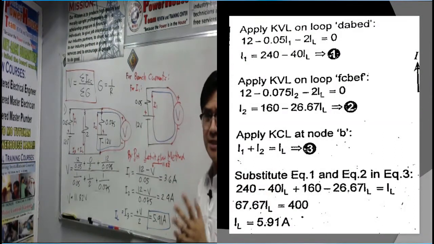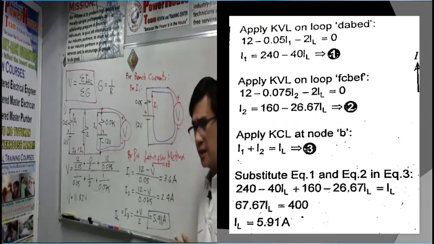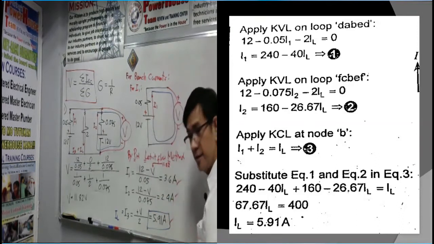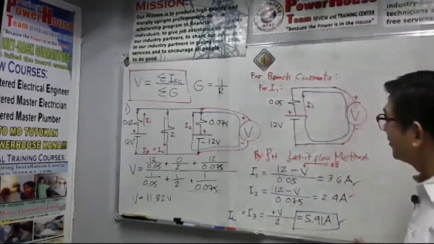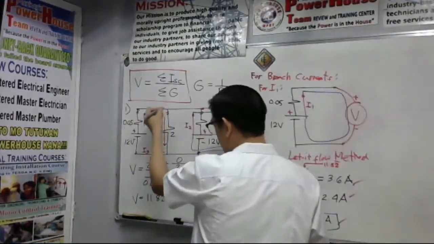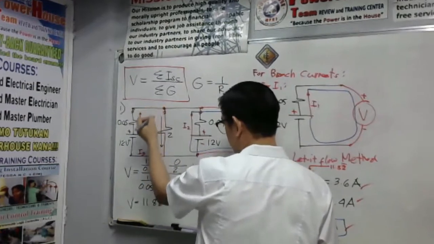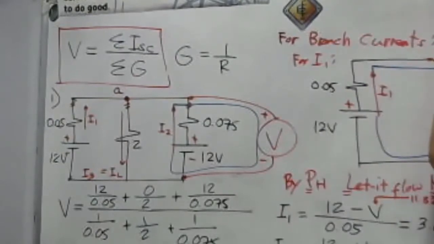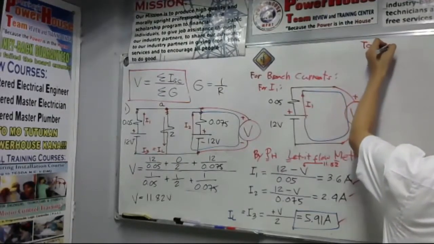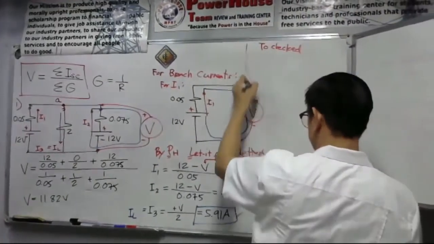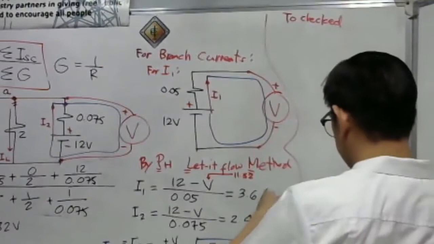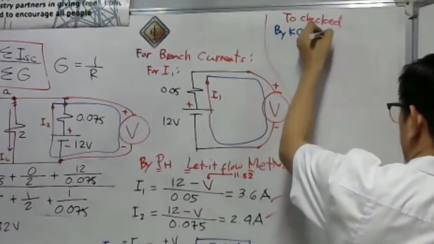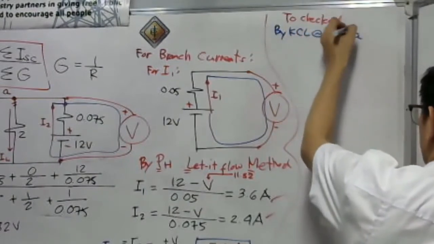There's a way of checking if our answers I1, I2, and I3 are correct. How to check the three? Is that the way to do it? No, of course not. We have to consider the Kirchhoff current law at this node. Let's say this is node A. To check, let us consider the Kirchhoff current law at node A.